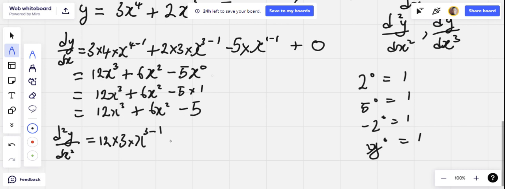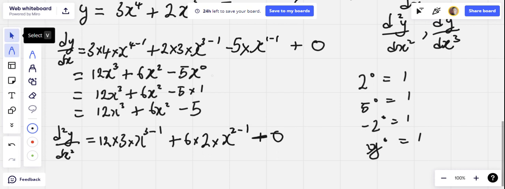3 minus 1 plus 6. The coefficient here is 6 times 2 times x raised to the power of 2 minus 1. Here, minus 5 is a constant because it doesn't have a variable attached to it. So the differentiation of a constant is 0. Or sorry, this should be minus 0. Whether plus or minus 0, it is 0, it will be gone.